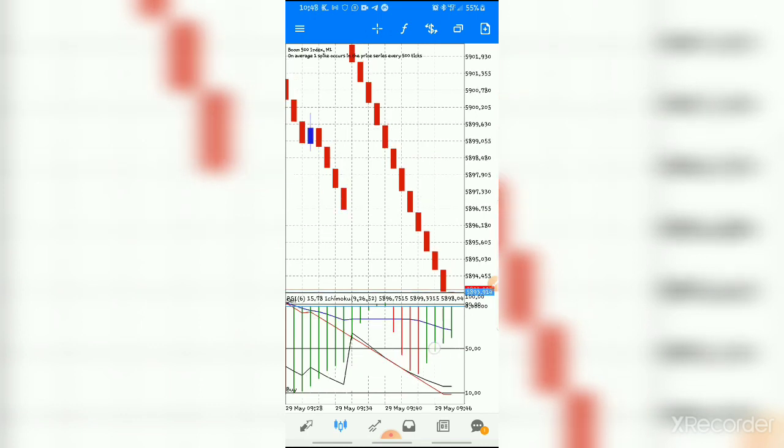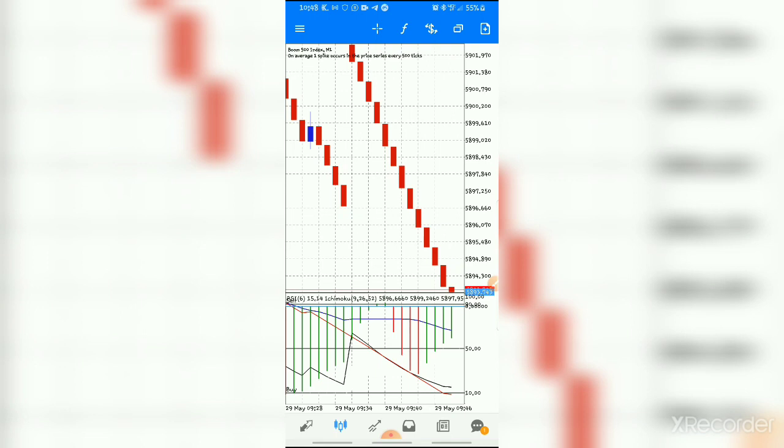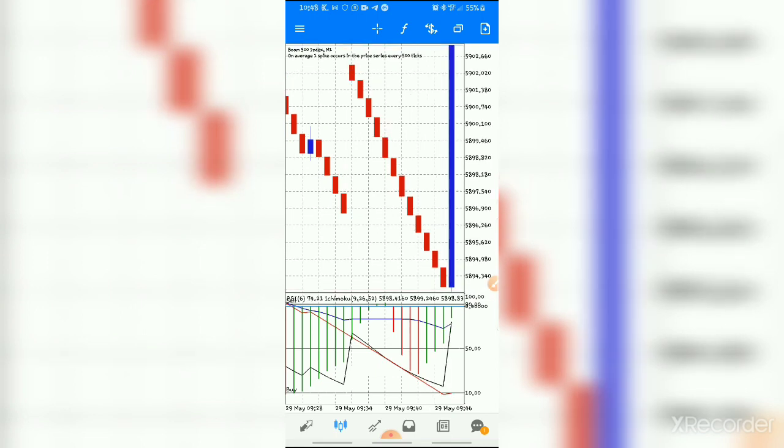If the accelerator oscillator's zero level, which is that light blue line, is still above, that means you can see another spike just happened there. You can see that spike.